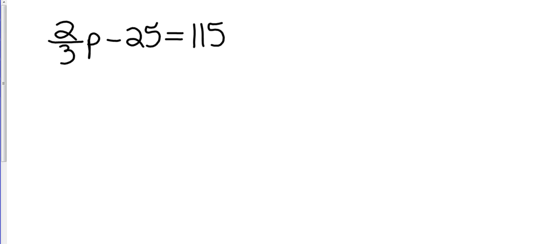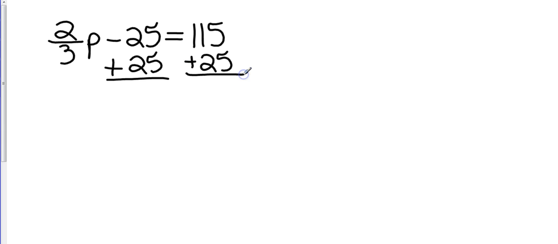My third example is 2/3 p minus 25 equals 115. Again, there are going to be 2 things I need to move. I need to move the 2/3, and I need to move the negative 25. And which one, in this case, is connected to the p? That would be the 2/3, so I'm going to move it last. My negative 25 tells me subtraction, so I'm going to do the opposite of subtraction, and I'm going to add 25 to both sides.